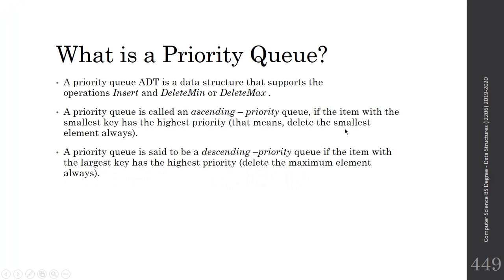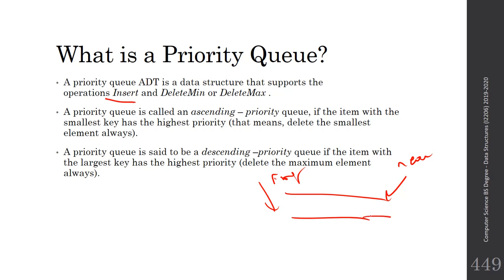So a priority queue is a data structure. As we have seen, it's like a queue. So this is the front and this is the rear. We can either add from the front or on the rear, or delete from the front or from the rear. Mostly a priority queue allows us to insert and to delete the minimum and delete the maximum, because it depends on how we are inserting in the priority queue.